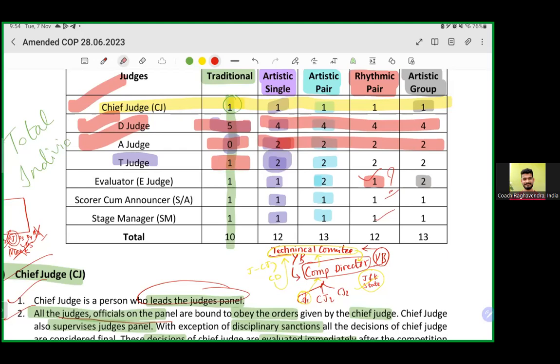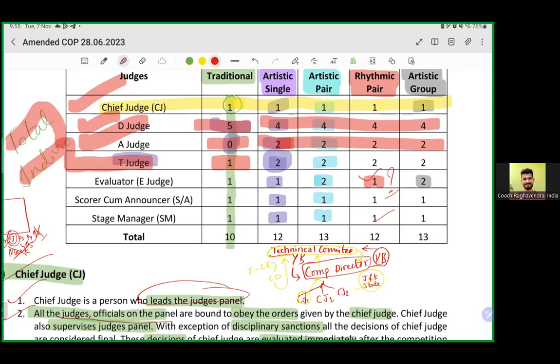You may have the question: in traditional and artistic yoga single, there are two judges. In artistic pair, only two judges. Okay. Single person, two people. Okay. Then rhythmic pair, two people. Group event also two people. How? The answer is simple. So in traditional yogasana and artistic yoga solo, the time judge will be handling two particular marks as we discussed earlier, individual marks as well as total marks.